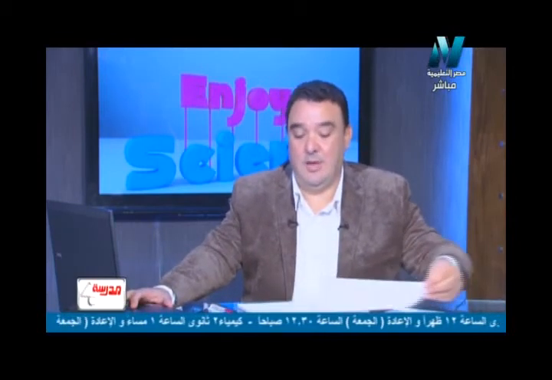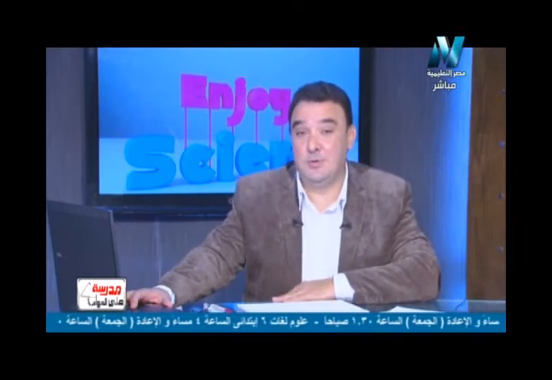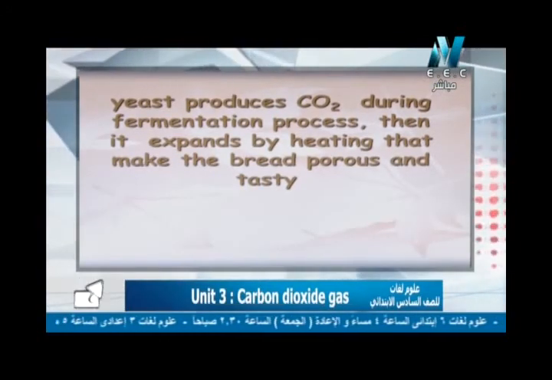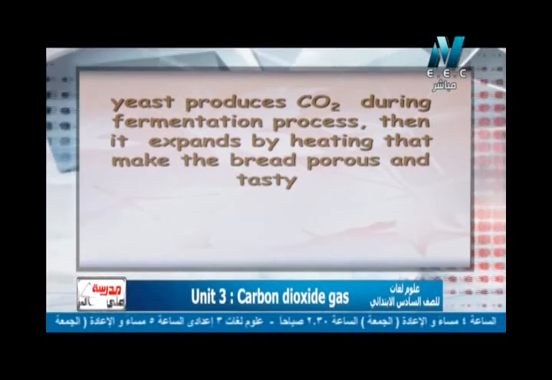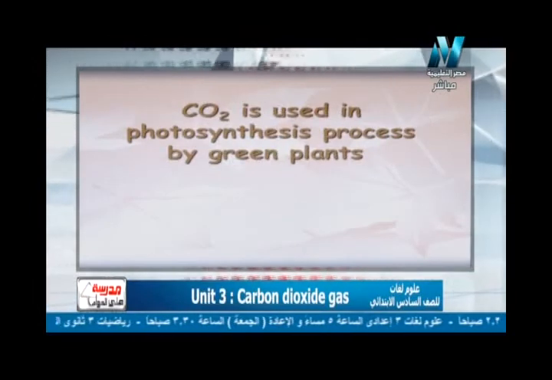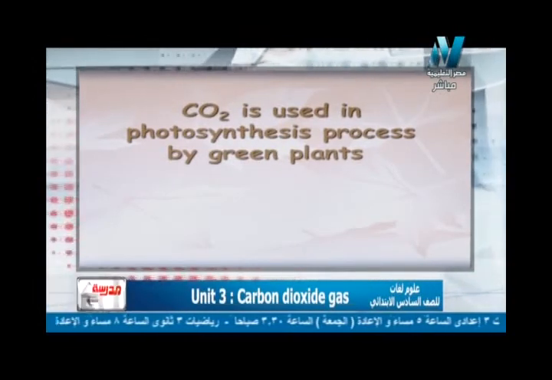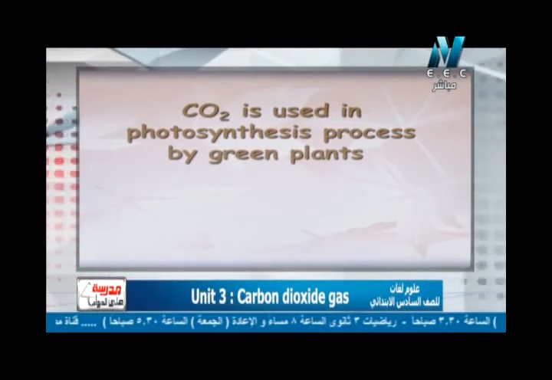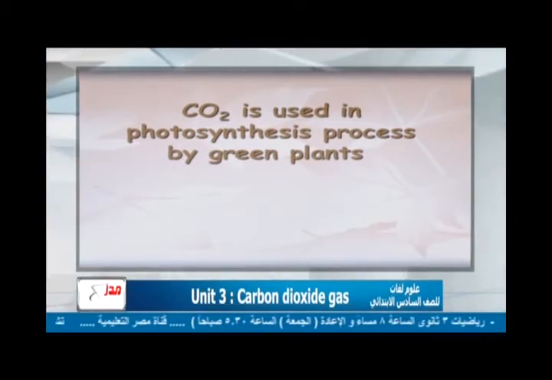So again, yeast is added to the dough or to the baking bread because it produces carbon dioxide gas during the fermentation process that makes the bread porous and tasty. So again, yeast produces what? Carbon dioxide gas during the fermentation process that expands by heating, which makes the bread porous and tasty. So okay, again, carbon dioxide gas is used in the photosynthesis process, as we know, by the green plants. Again, carbon dioxide gas is used in the photosynthesis process by the green plant.